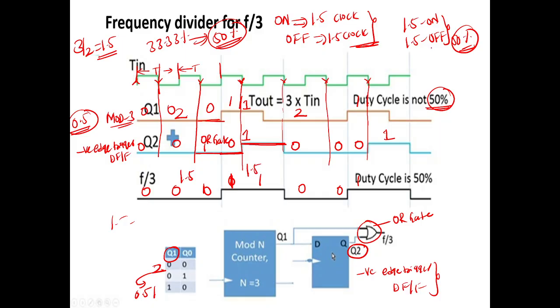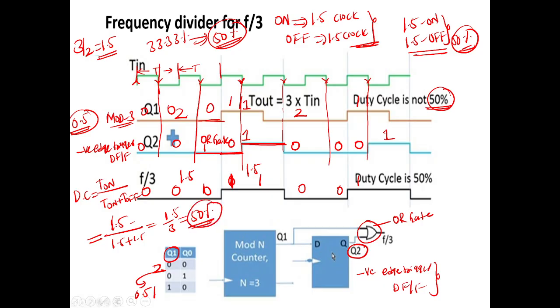So how much duty cycle will you get? Duty cycle equals T on divided by T on plus T off, so this is 1.5 divided by 1.5 plus 1.5, which is 1.5 divided by 3. So you are getting 50% duty cycle. Like this, you can alter the frequency by 50%. Is it fine? Do you understand how I am making the frequency divided by 3?